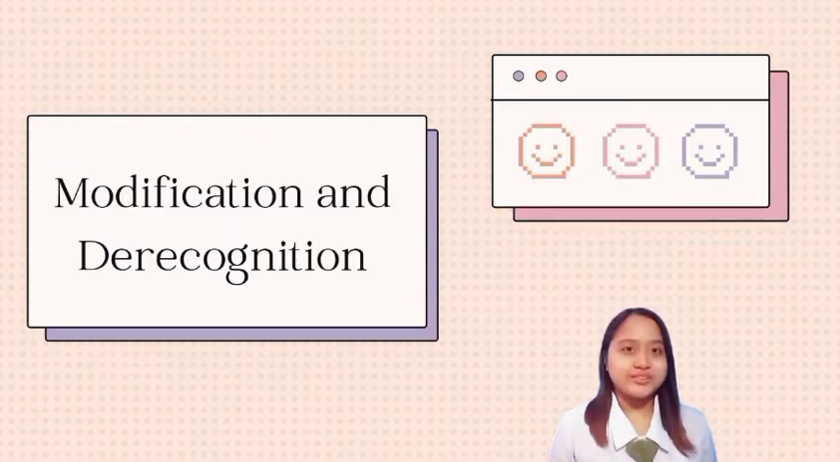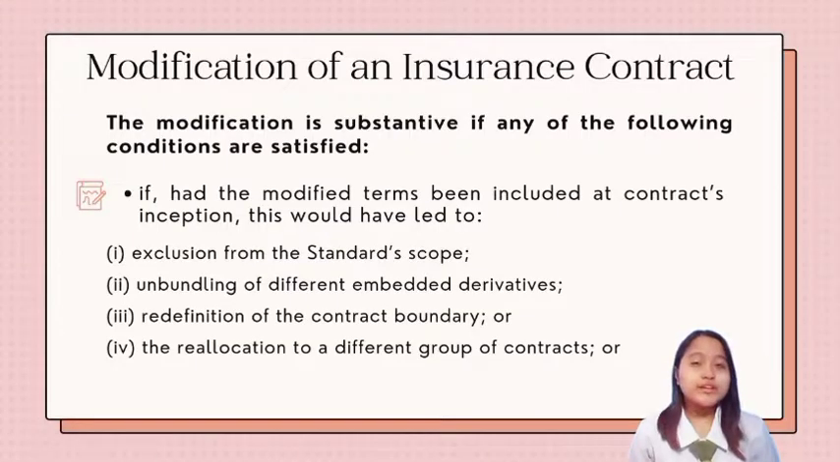Modification and derecognition. Modification of an insurance contract. If the terms of an insurance contract are modified, dapat i-derecognize ng entity yung original contract and recognize the modified contract as a new contract if there is a substantive modification based on meeting any of the specified criteria. The modification is substantive if any of the following conditions are satisfied.